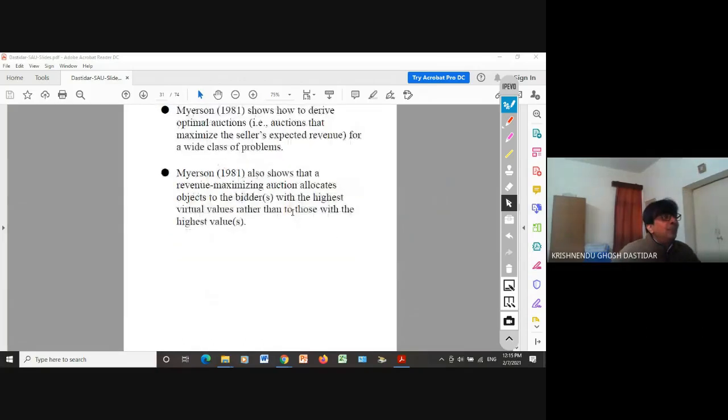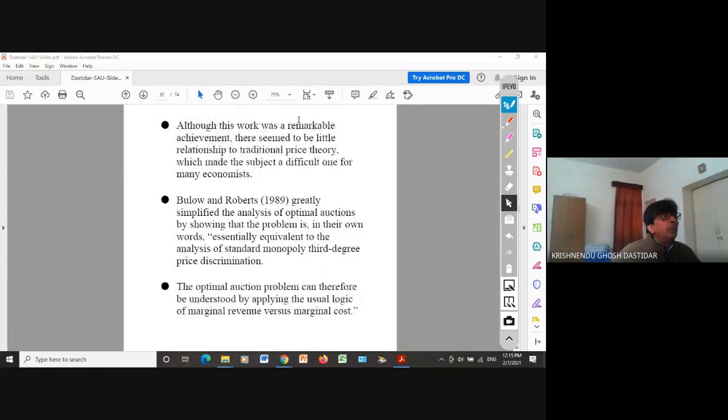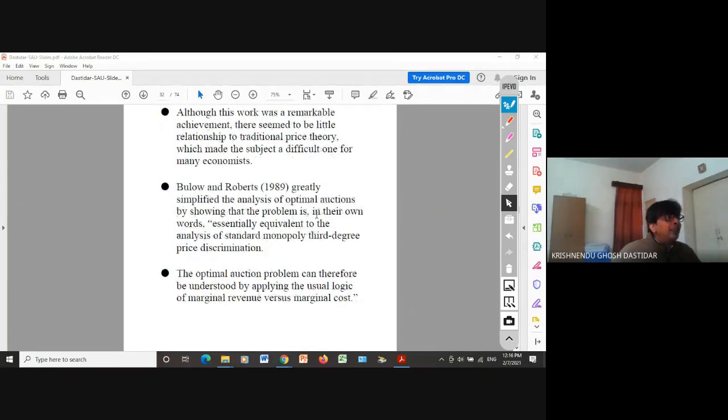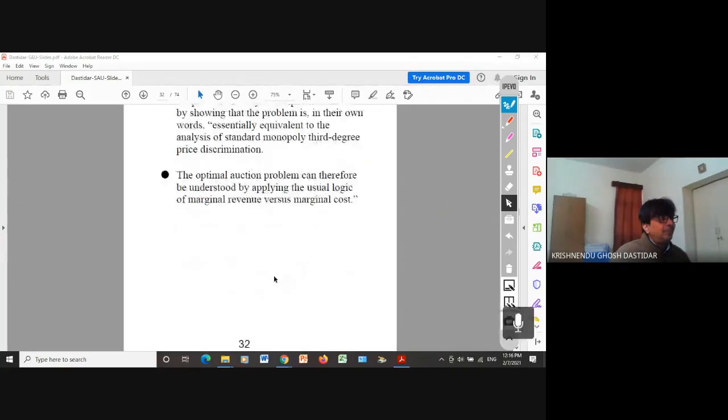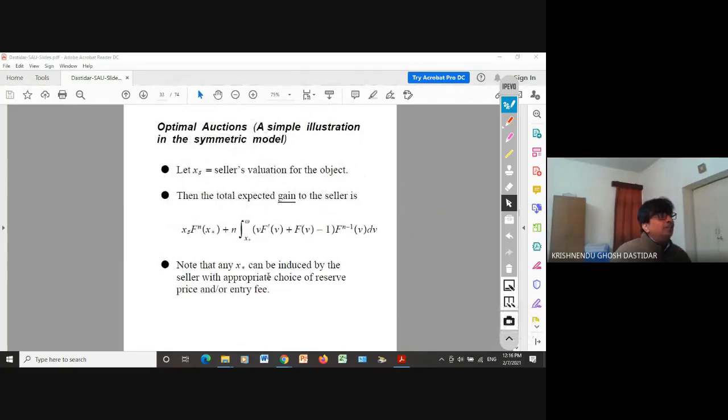Okay, now let me quickly go on. Although this work was a remarkable achievement, there seemed to be little relationship with traditional price theory. This gap was filled by Bulow and Roberts in their JPE 1989 paper, where they showed that the optimal auction problem can be understood by applying the usual logic of marginal revenue versus marginal cost in the context of a standard third-degree monopoly price discrimination.